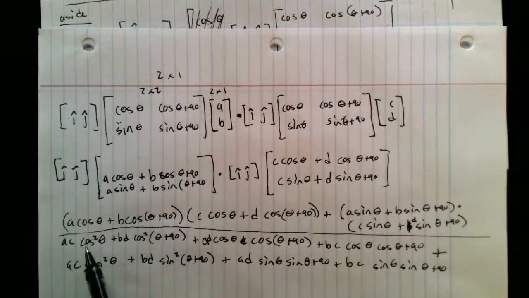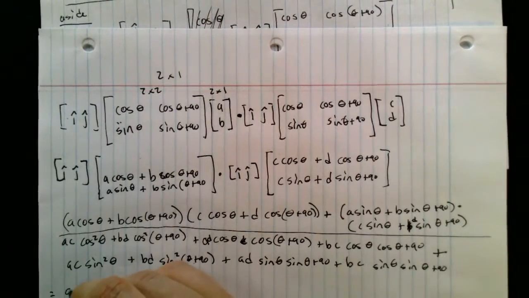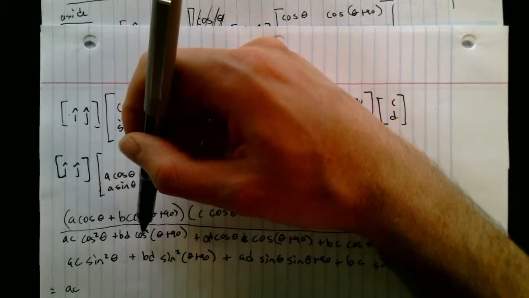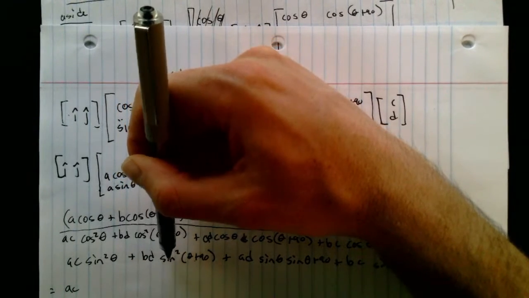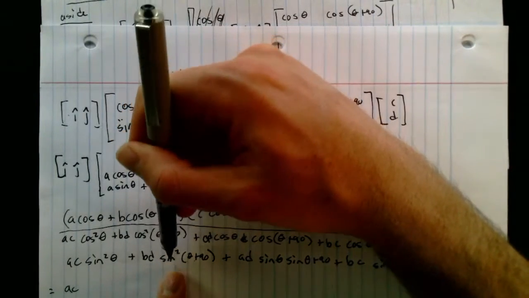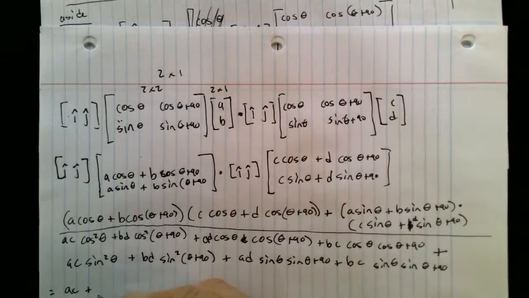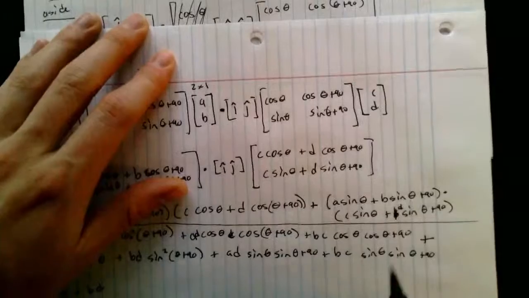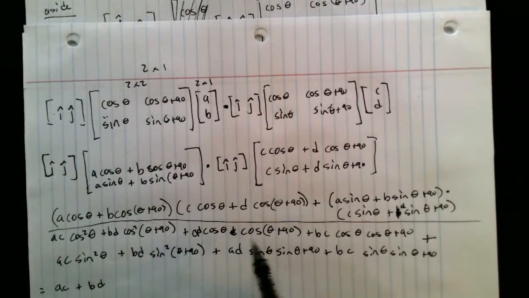This is AC times cosine squared of theta, and this is AC times sine squared of theta. So if you add those together, cosine squared plus sine squared, if you factor out the AC, this is just AC here. Same thing happens here. You have BD cosine squared theta plus 90, and we have BD sine squared theta plus 90. So you factor out the BD. Now you have cosine squared of some angle plus sine squared of some angle. So we just have BD. And look, that's already this. So now we're kind of hoping that the rest of this stuff cancels out, and turns out it does.